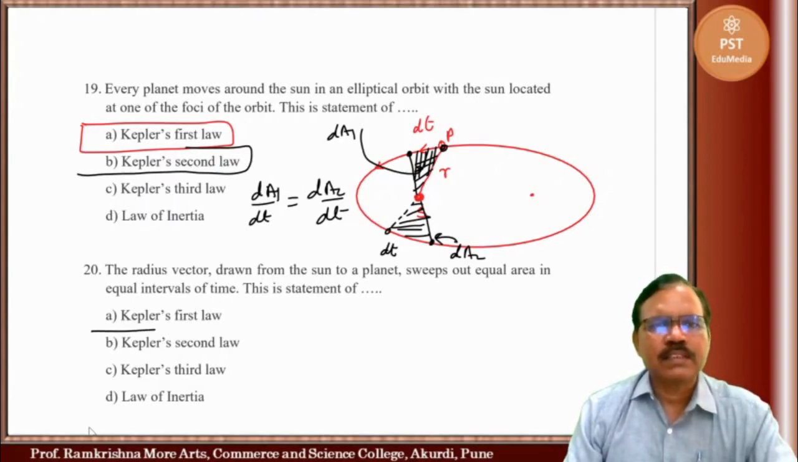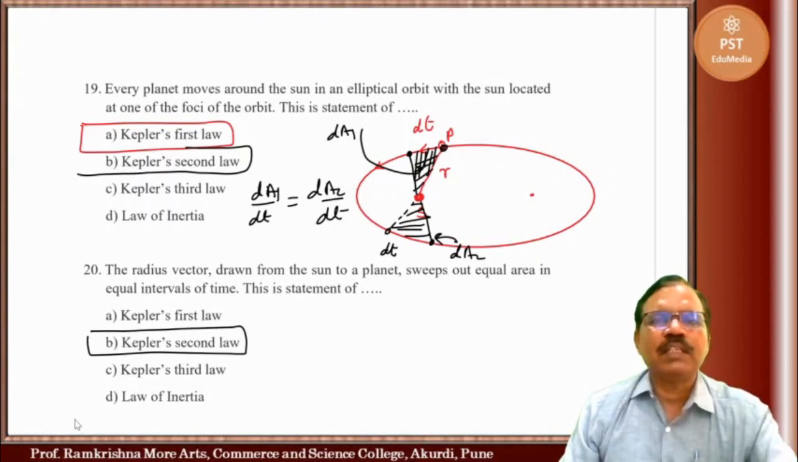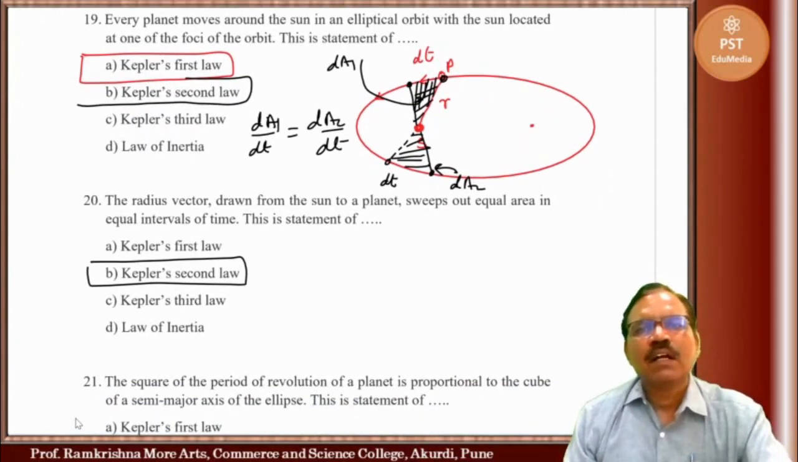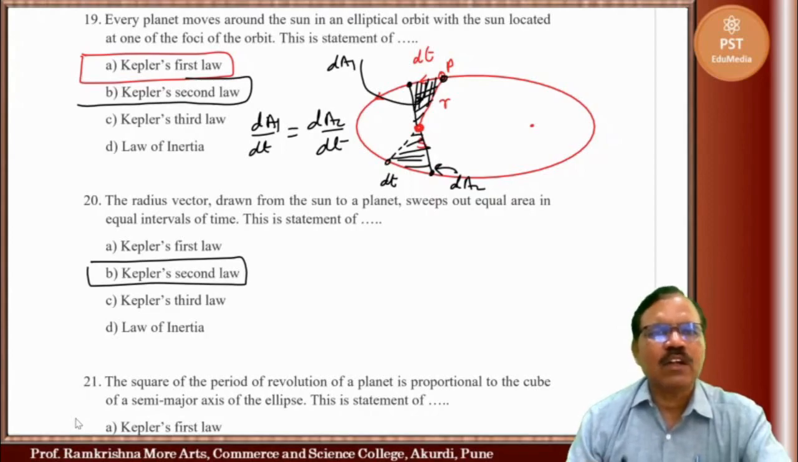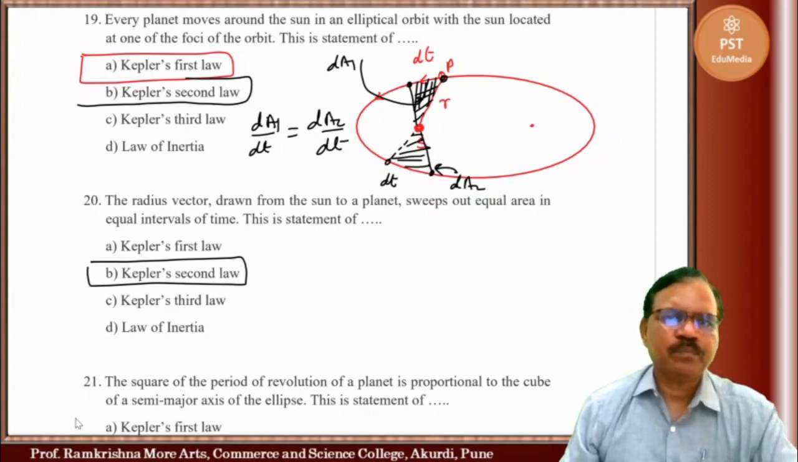This is called Kepler's second law. The radius vector drawn from the sun to a planet sweeps out equal area in equal intervals of time. This is the statement of Kepler's second law.